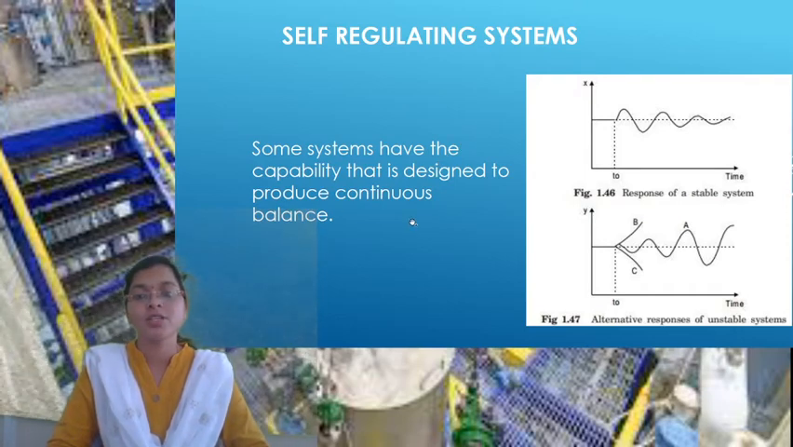Some systems are capable of producing a continuous balance, and some systems are not capable of producing a continuous balance. Systems that balance continuously are called stable systems. Systems that do not balance continuously are called unstable systems.